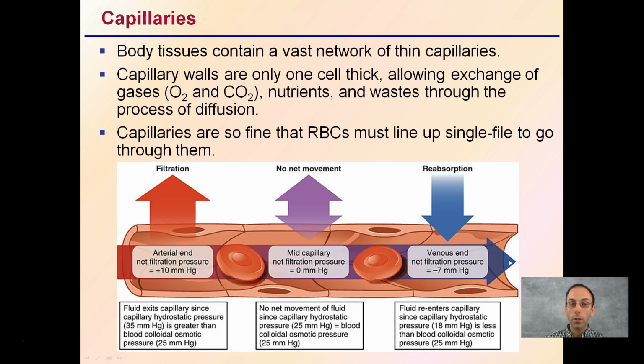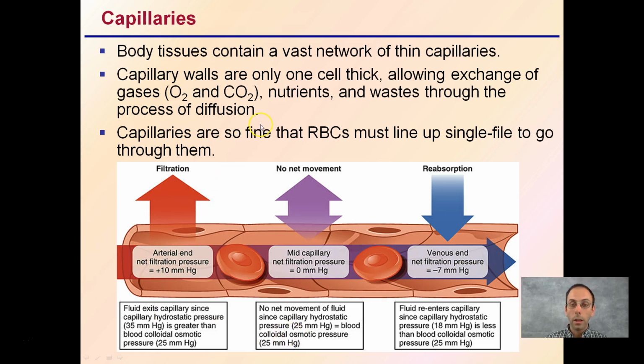This allows the exchange of gases such as carbon dioxide and oxygen, also nutrients and waste, through the process of diffusion. So it's important that this is not active transport, but this is diffusion. Capillaries are so fine that red blood cells must line up single file to go through them. So this is what's allowing that maximum amount of surface area.